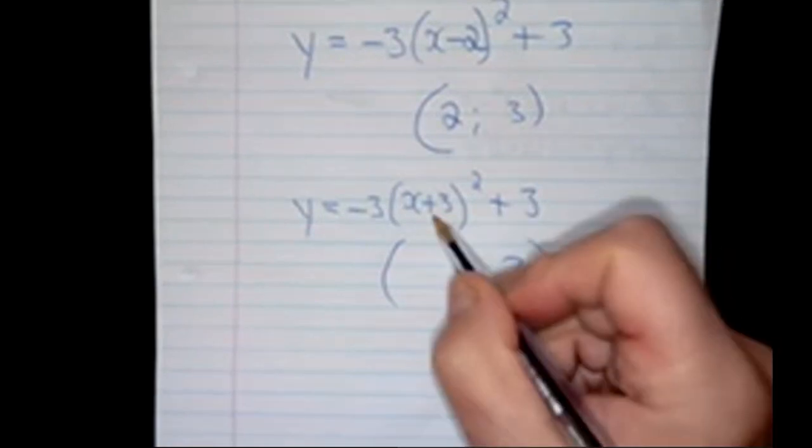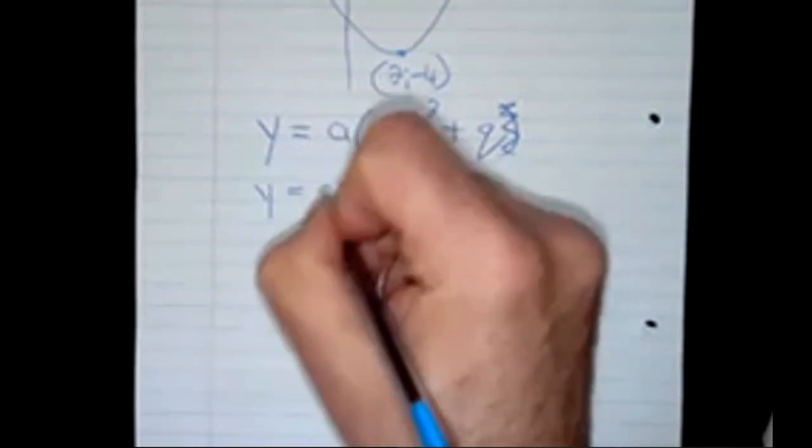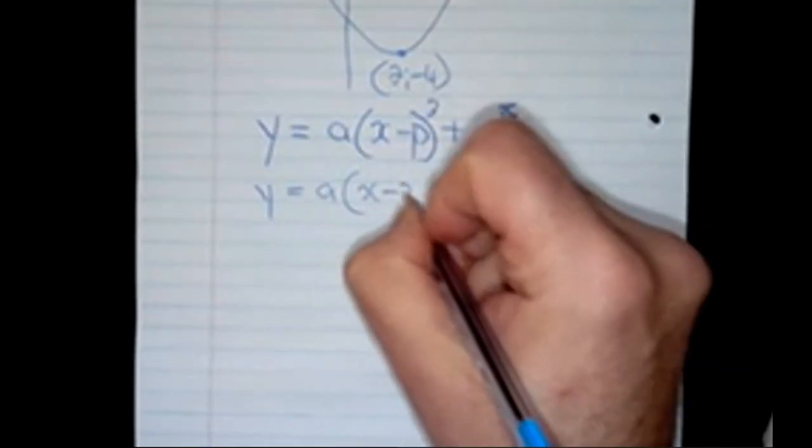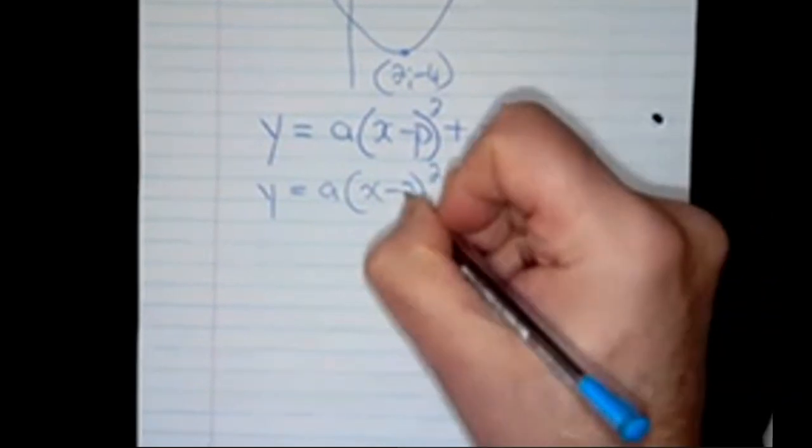That part I know. This part, what must I put in there? The opposite of what I see. So minus 3. So keep that in mind, okay? That's positive 2. That means I must have minus 2.